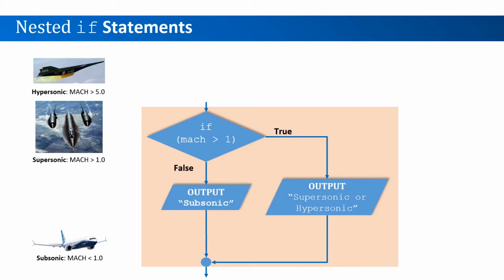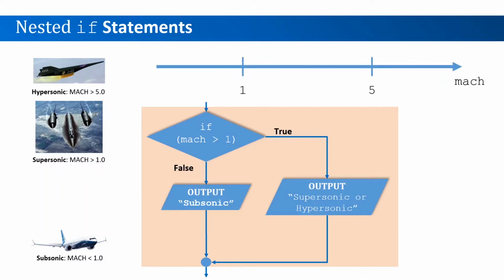In this video, we will learn how to write nested if statements in Java. Consider the following decision structure, which uses a simple if-else conditional statement to classify the speed of an aircraft based on its Mach number. If the Mach number is greater than 1, we print out that the aircraft can be either hypersonic or supersonic. Else, which covers transonic and subsonic. However, to keep things simple, we are going to assume that anything below 1 is subsonic.